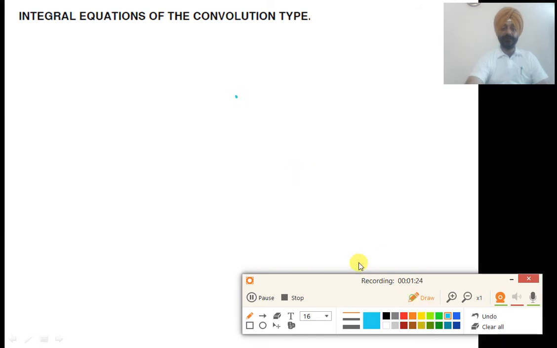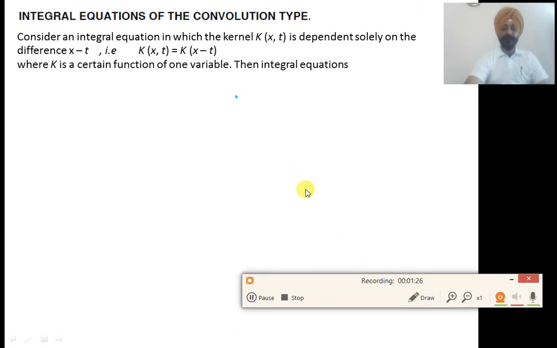Consider an integral equation in which the kernel k(x, t) depends solely on the difference, which is x minus t. So, k(x, t) is equal to k(x minus t), where k is a certain function of one variable. Then the integral equation becomes this integral equation.